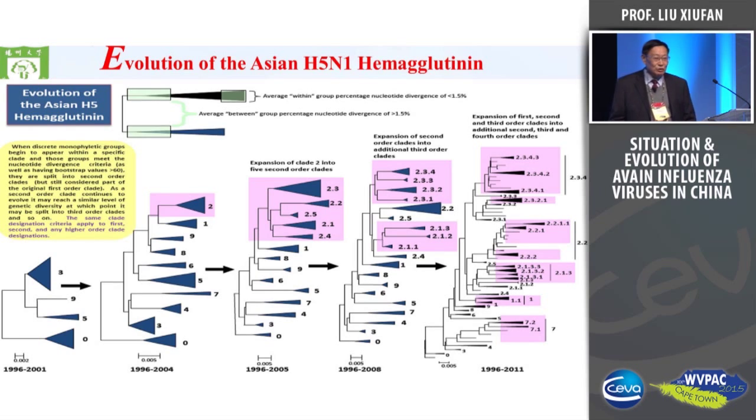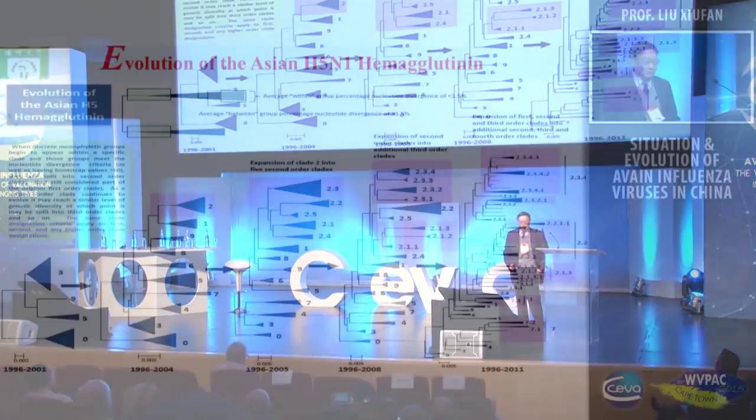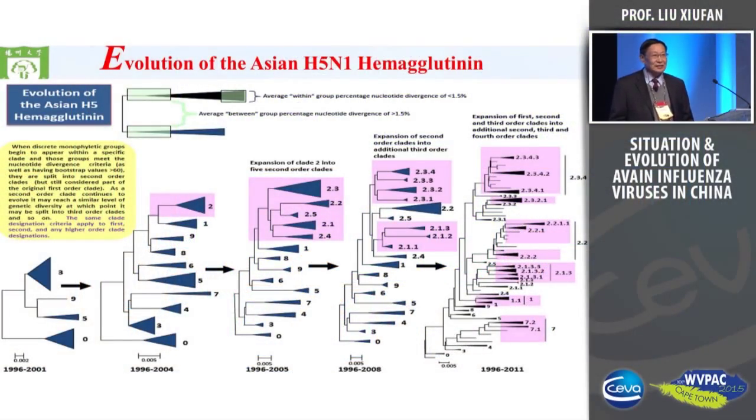Talking about the evolution of Asian H5N1 hemagglutinin, I'd like to say the H5N1 HA evolves very rapidly from 1996 to 2004. Ten clades evolved from clade 0 to clade 9. Some of the clades survived only for a short time.